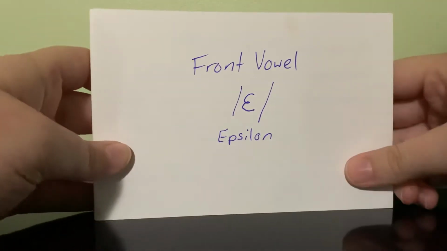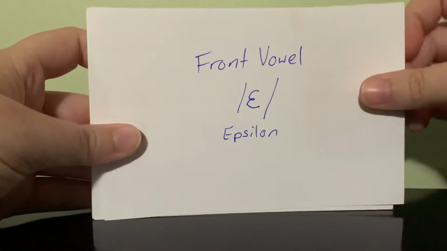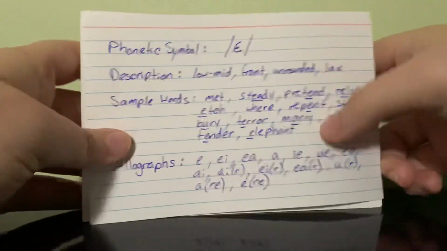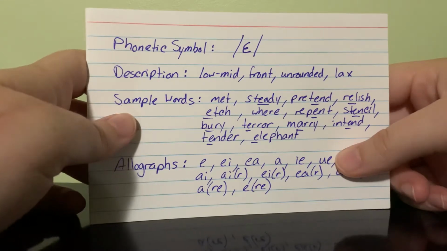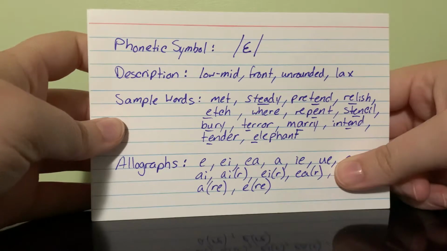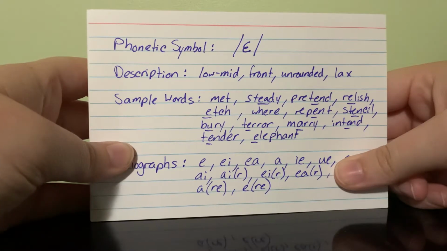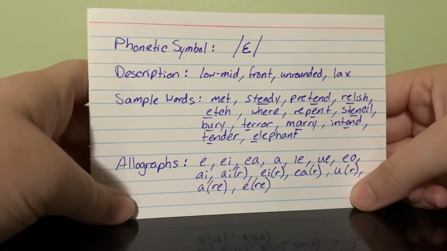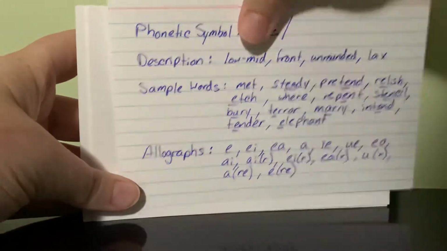The next front vowel is the epsilon, which looks like just a fancy E. It's going to make the eh sound. The description is that it's in a low, mid, front, unrounded, and lax position. Some sample words are met, steady, terror, pretend, and then the various allographs listed at the bottom that it can show up as, and that's the epsilon, making the eh sound.